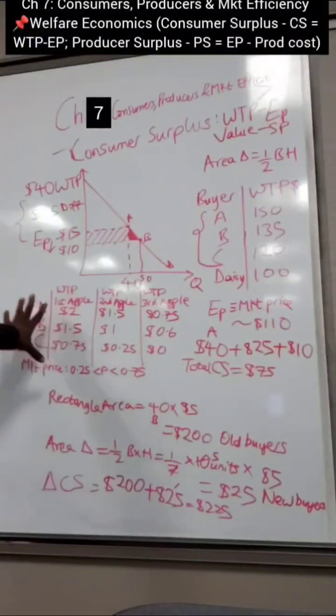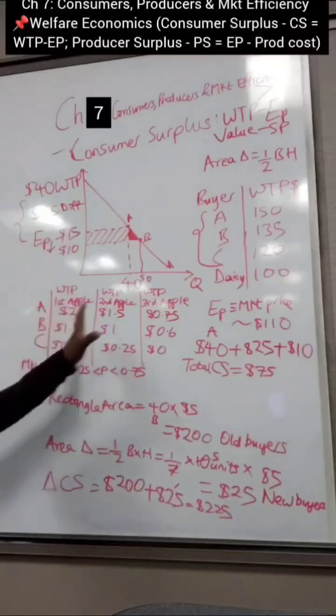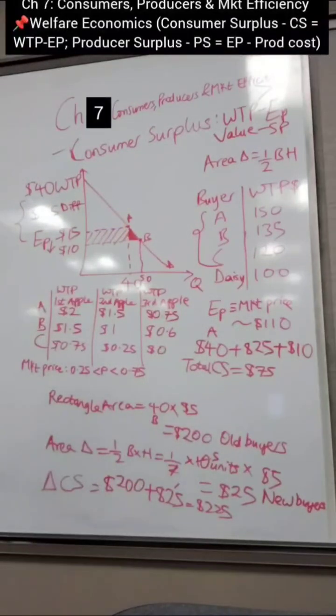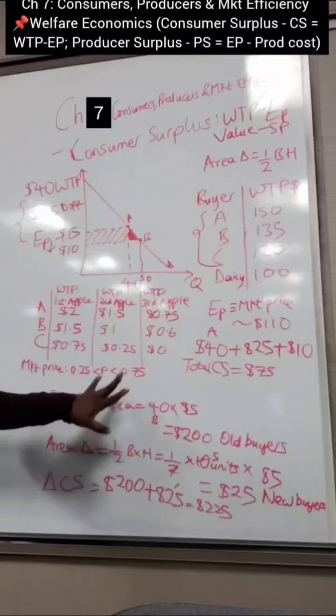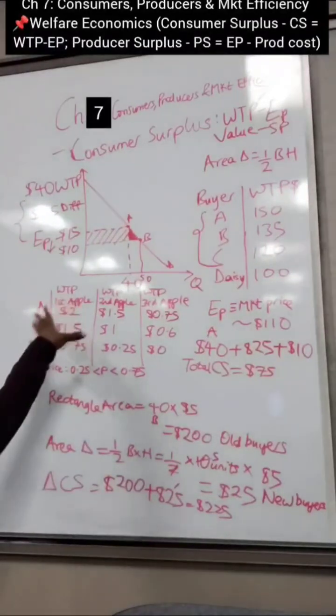So now we have this example on the board, and we have the willingness to pay of different consumers A, B, and C, right? And now let's assume we have a range of market prices, okay? How do we calculate how much is going to be bought in this market?